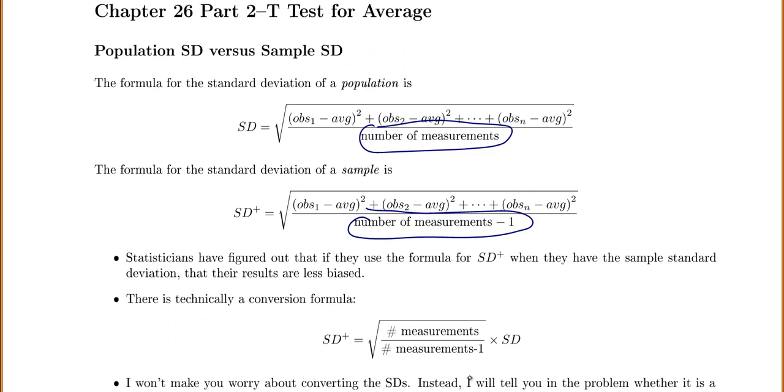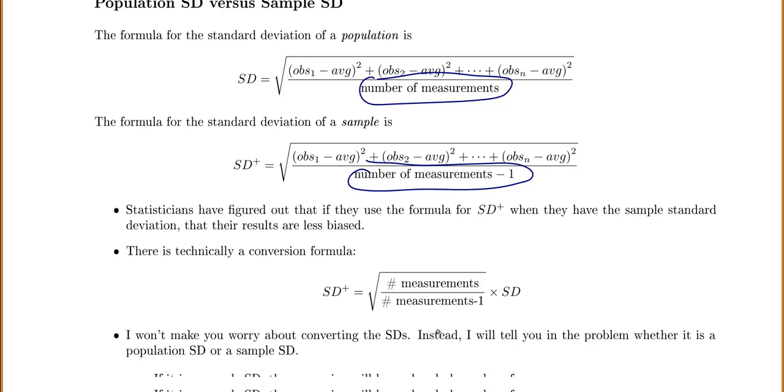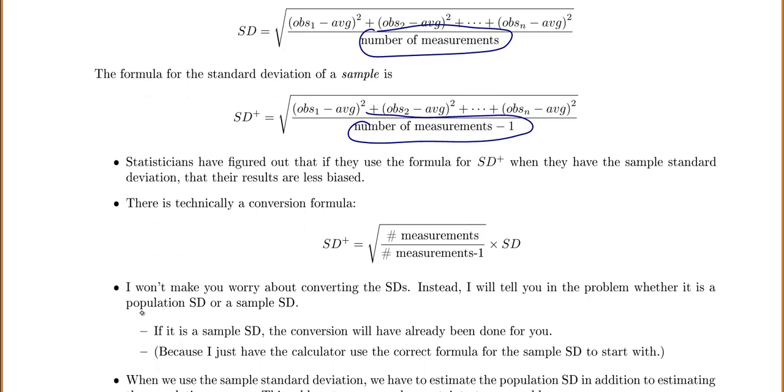Now, there's technically a conversion formula you could do. You take your population SD and multiply it by the square root of the number of measurements over the number of measurements minus 1. But we're not going to worry about doing that in this class. Instead, I'll tell you if it's a population SD or a sample SD. And if it's a sample SD, the conversion will have already been done for you. The reason is I just have the calculator calculate the sample SD for me in the first place, since it knows how to do that.